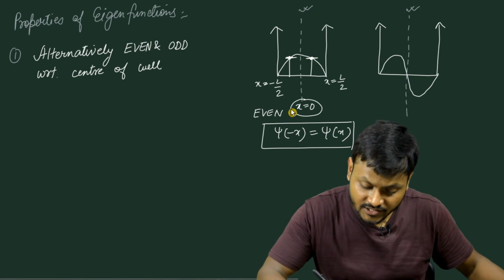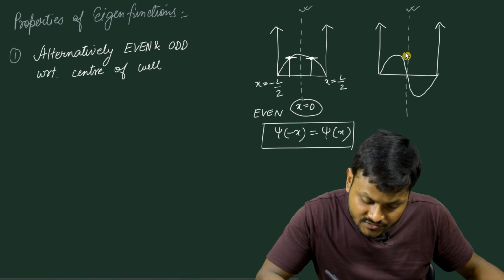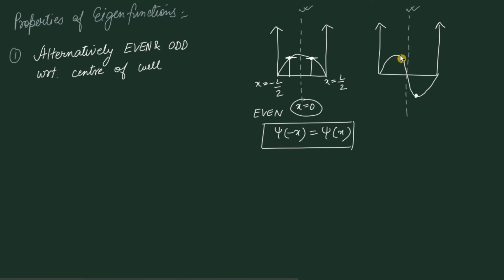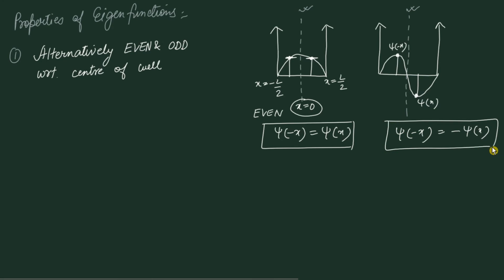On the other hand, here if we made the same assumptions, for the wave function at a negative value and at a positive value, we'll have a negative sign associated with it. So if I take psi of minus x and psi of x, they will be related by minus psi of x. So these are known as odd functions.